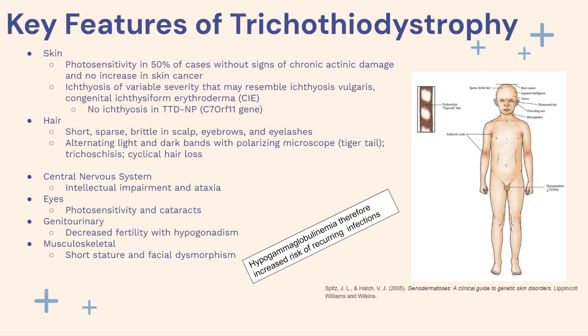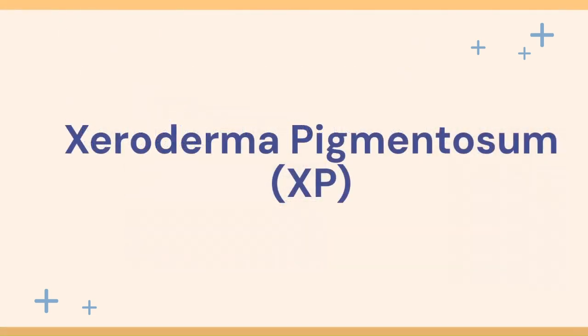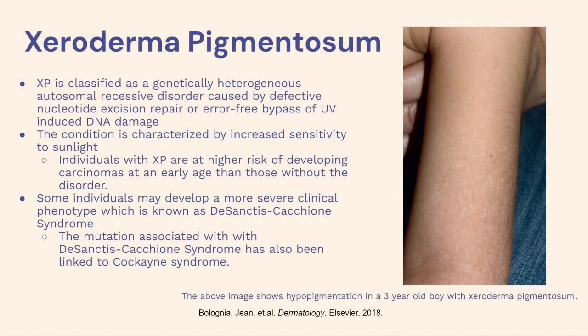So if you're thinking of Bloom syndrome, that's great. IgA and IgM. This condition, with generalized hypogammaglobulinemia, gives you your recurring infection risk. Here's a good example of that tiger tail finding when looking at your hair under a microscope, and an example of some of the more chronic actinic damage, as well as the hair findings on the right. All right, XP. Probably the biggest bang for your buck in this chapter is XP.